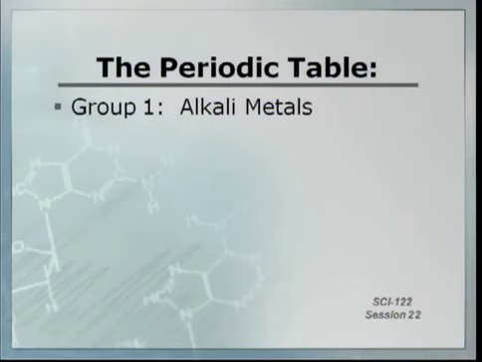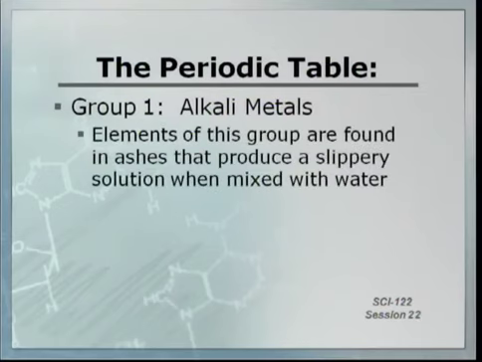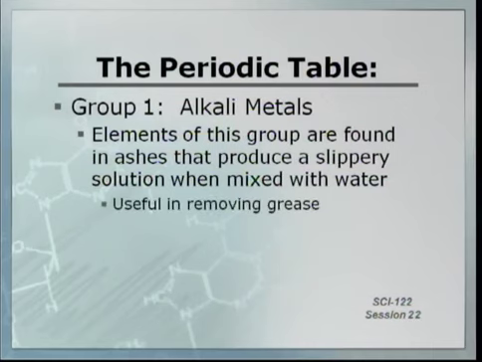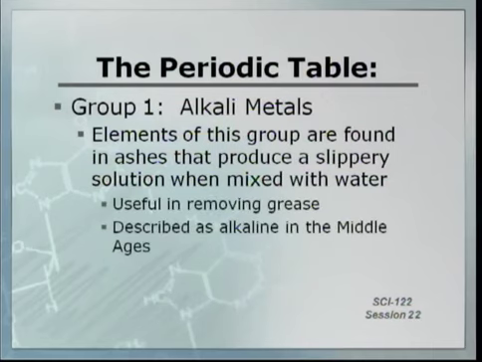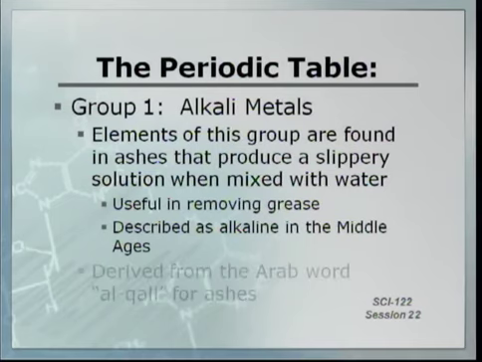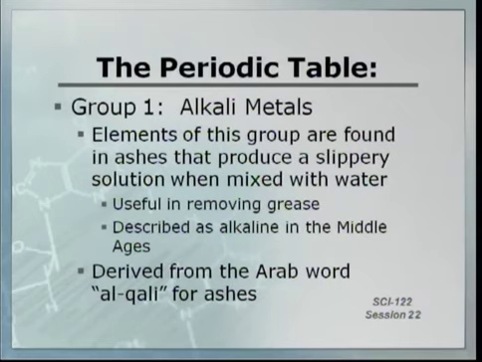And also, the reason why these are called alkali metals is that elements of this group are found in ashes that produce a slippery solution when mixed with water. And this is very useful in removing grease, so you use this for making soaps. And so this solution was described as being alkaline in the Middle Ages. And this is actually derived from the Arabic word alkali for ashes.